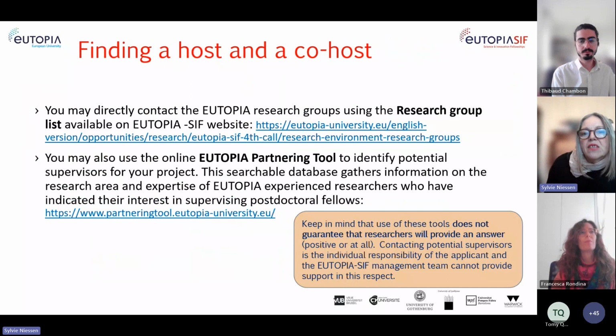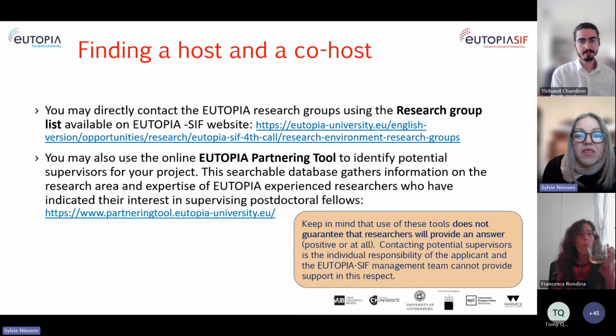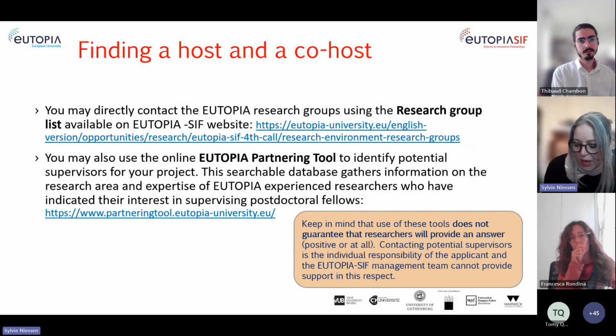You may directly contact the EUTOPIA research groups using the research group list available on the EUTOPIA SIF website. And you may also use the online EUTOPIA partnering tool to identify potential supervisors for your project. But keep in mind that use of these tools does not guarantee that researchers will provide an answer, positive or at all. Contacting a potential supervisor is an individual responsibility of the applicant, and the EUTOPIA SIF management team cannot provide support in this respect.